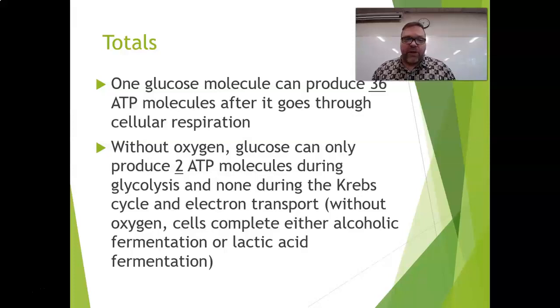But check this one out. We can make a total of 36 with the citric acid cycle. So if you gave me $1 and I said, come back tomorrow, I'll give you 36, that's even better than doubling your money. That's 36 times as much. That's really the good way to go, right there.